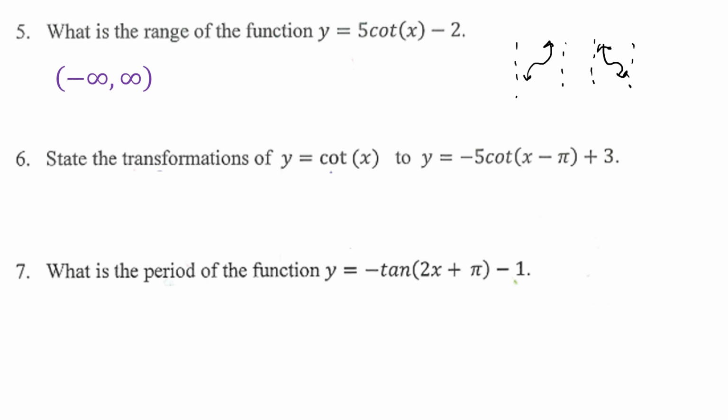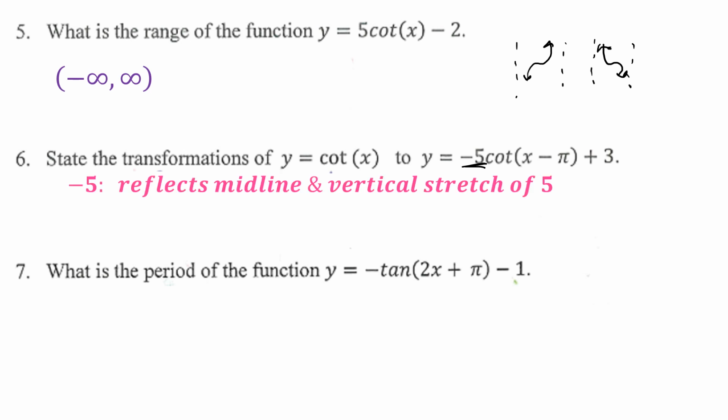All right, cool. State the transformations from the original cotangent function to y equals -5 cotangent of x minus pi plus 3. That -5 in the front is going to reflect over the midline and give us a vertical stretch. The shift that we have in parentheses is going to take us to the right pi units. And the shift at the back end, that's our midline, going to go up 3.